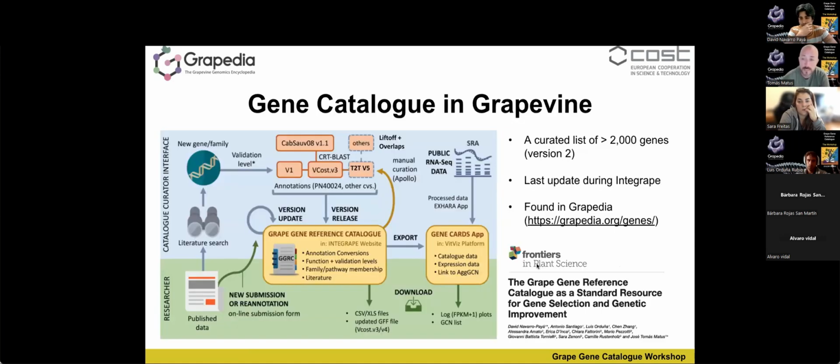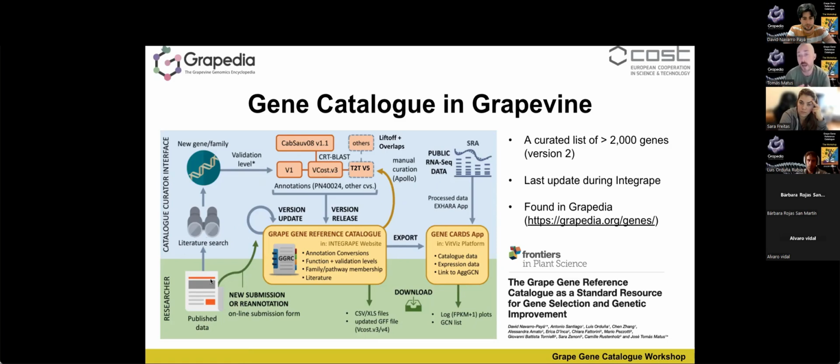The Grape Gene Reference Catalog was already established a couple of years ago, in 2021, and since then we already have a second version. These first two versions of the Gene Catalog have been based on this scheme in which we have two different interfaces. One is the researcher interface and the other is the catalog curator interface.